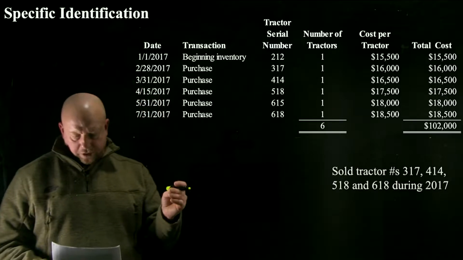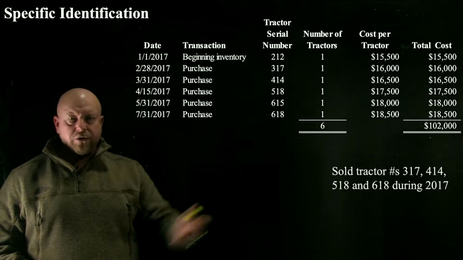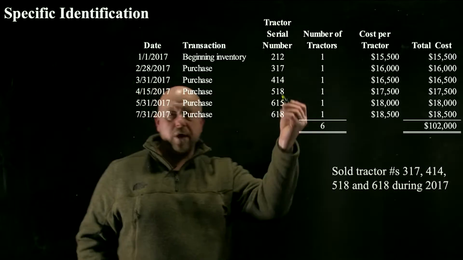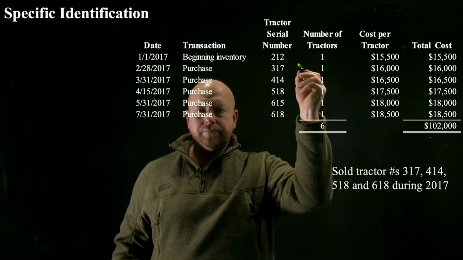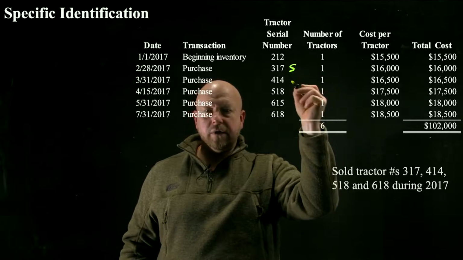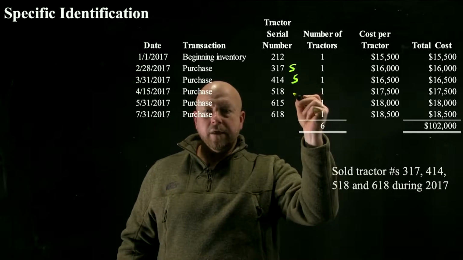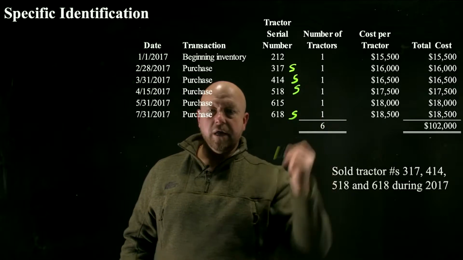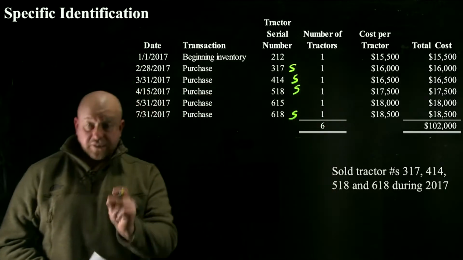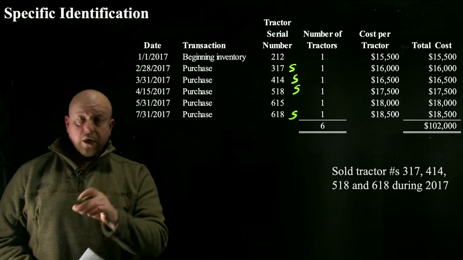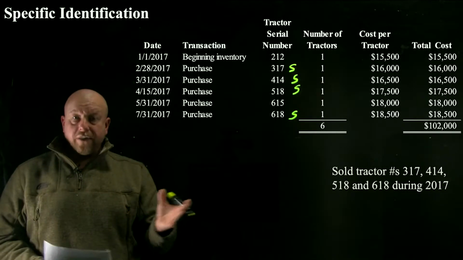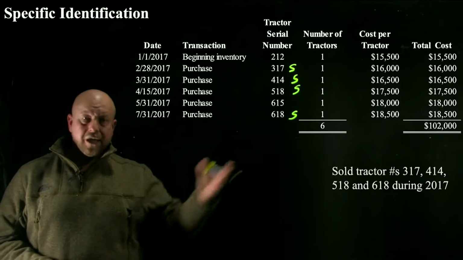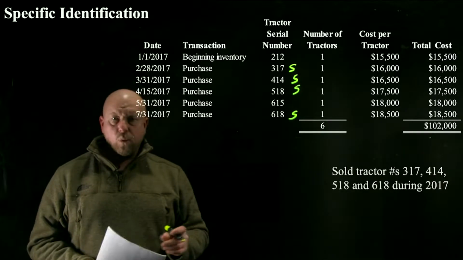So let's assume here that, as I put over here, during the year we sold tractors 317, let me just mark this off here, 414, 518, and then what did I write down there? 618. So those 4 specific tractors were sold. And we can verify that. I'm sure they each have serial numbers. They're certainly valuable enough to warrant that.